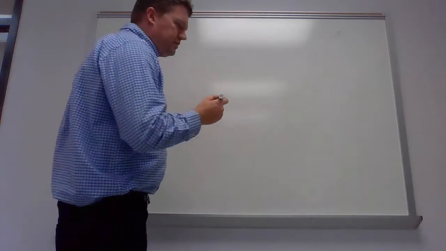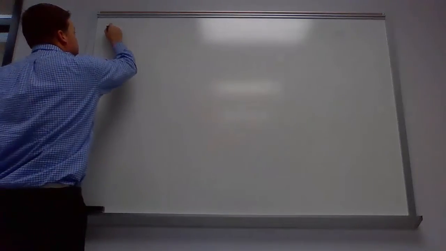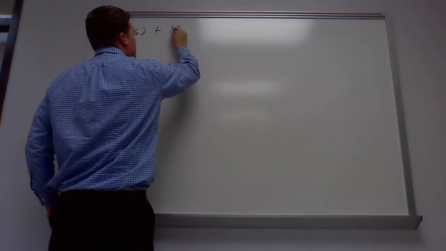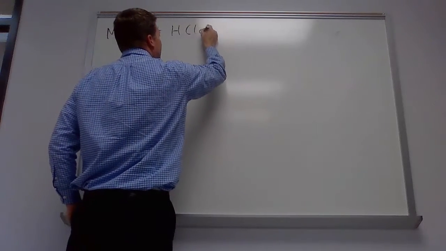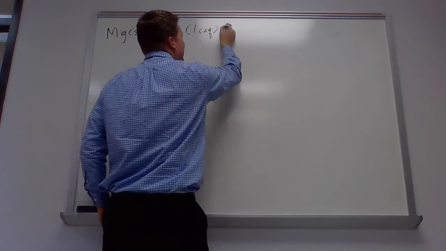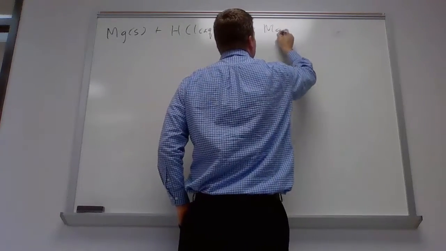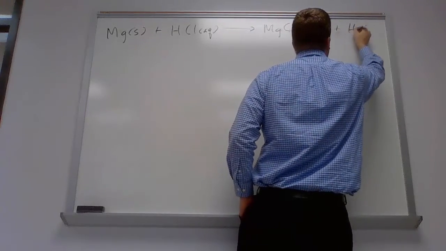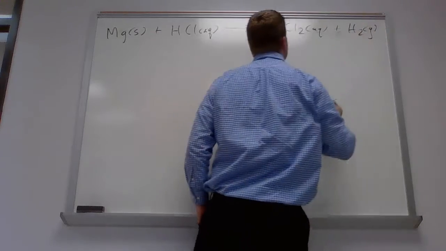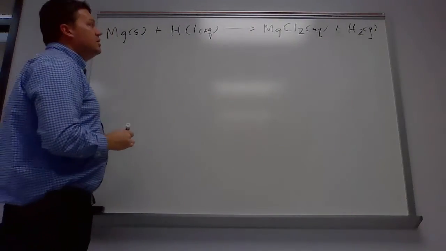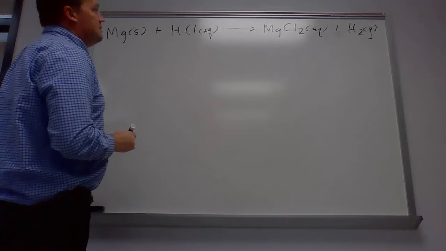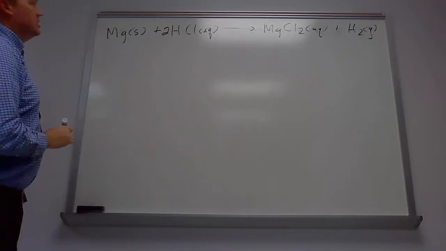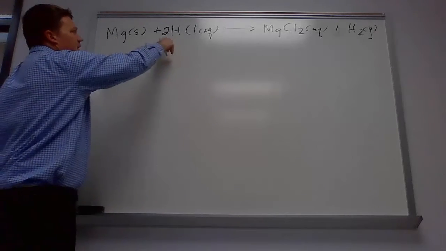All right, we're going to work this problem out. So we have magnesium solid reacting with hydrochloric acid. Okay, so the first thing we need to do is make sure that our equation is balanced. And you'll see that what we're doing here is dissolving this magnesium in hydrochloric acid.